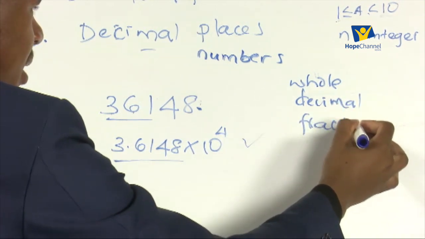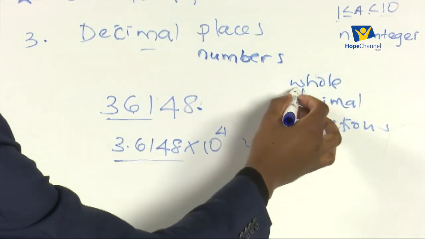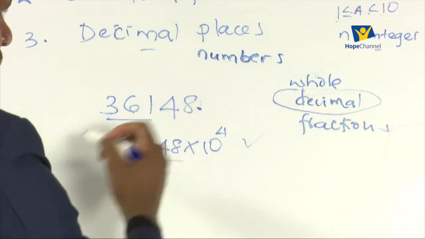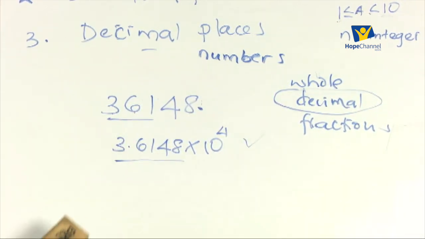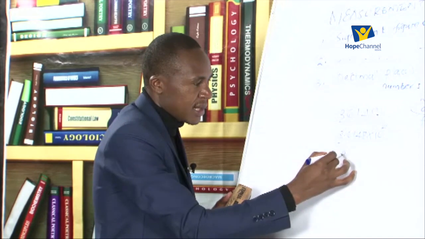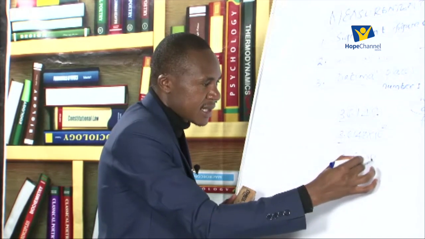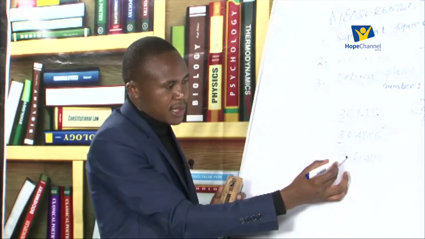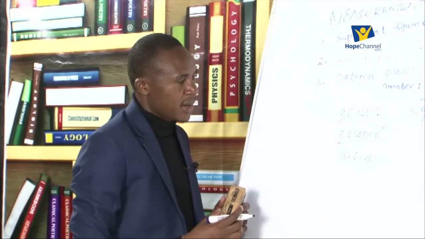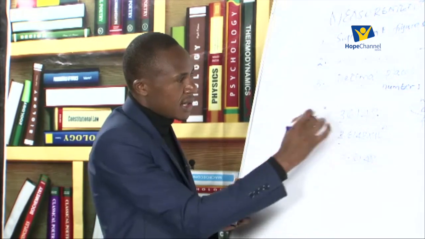So when you talk about decimal places, we are referring to decimal numbers, numbers which are written in the decimal form. For example, if we had a number like 3.6148, just like that, because of the presence of the decimal point, that is a decimal number. And now we talked about the decimal places.